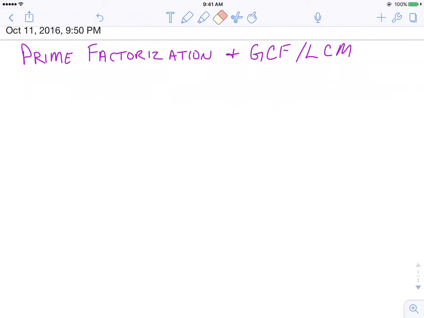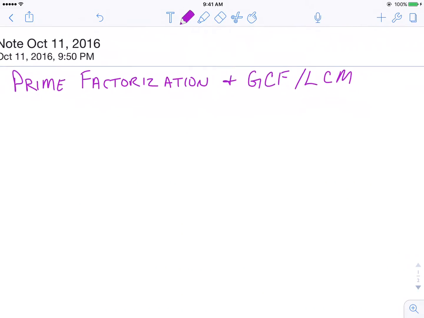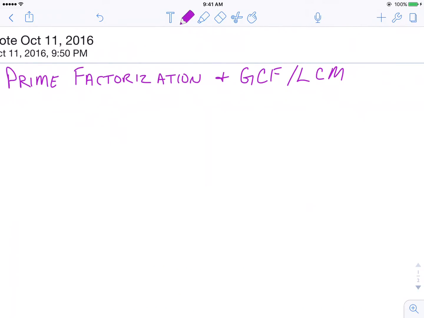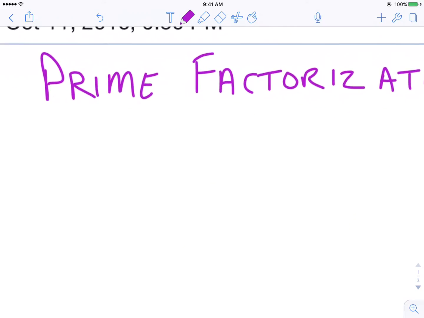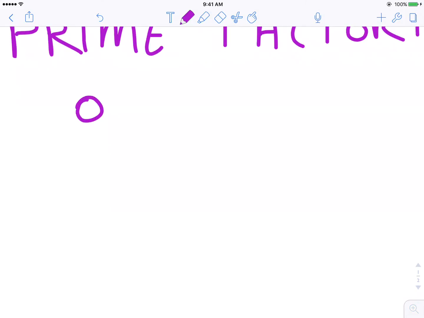So just as an extra, and it might be important to know, we can use the process of prime factorization to actually find a greatest common factor or the lowest common multiple between two or more sets of numbers. Just as a quick example, I'm going to use prime factorization to find the greatest common factor and the lowest common multiple for, well, let's say 8 and 12.